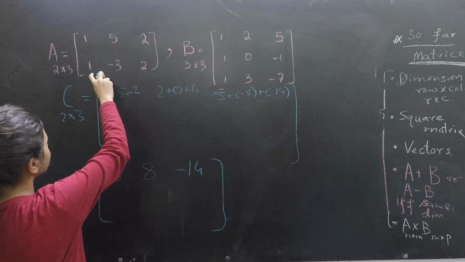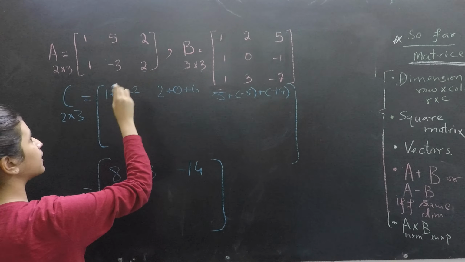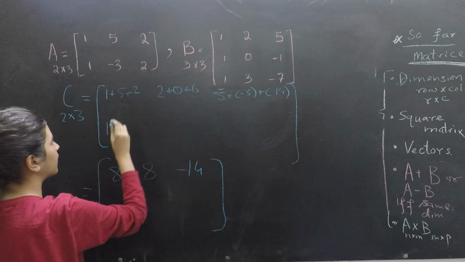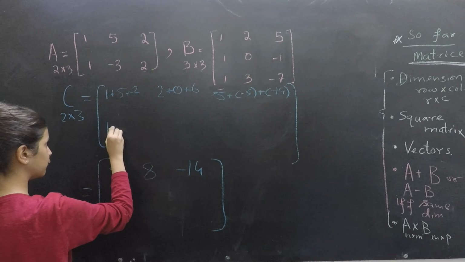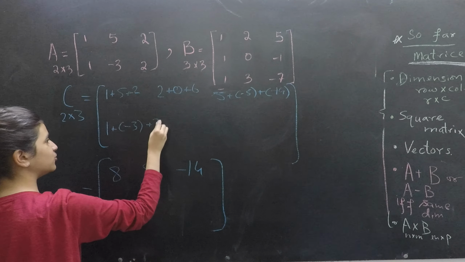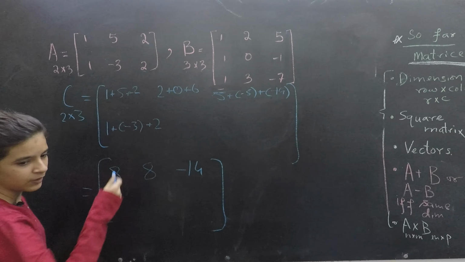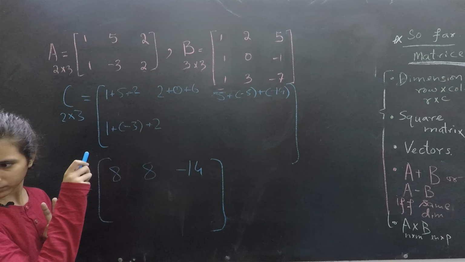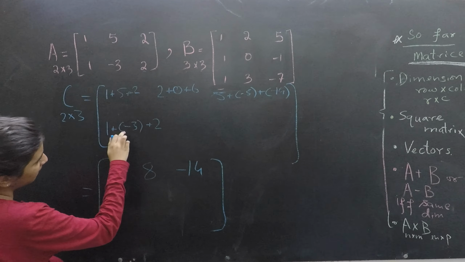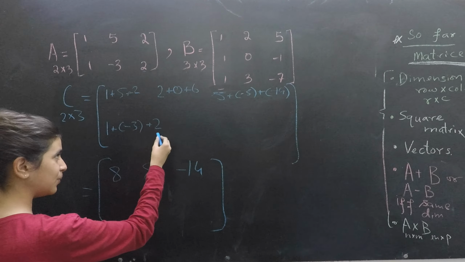Now let's continue on with the second row and all the columns. So 1 multiplied by 1 will be 1. And minus 3 multiplied by 1 will be minus 3, plus 2 multiplied by 1, which is 2. Now let's solve this. 1 minus 3 is not minus 1, it's minus 2. Minus 2 plus 2 is 0.